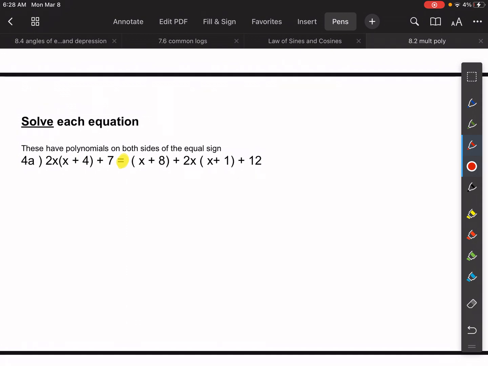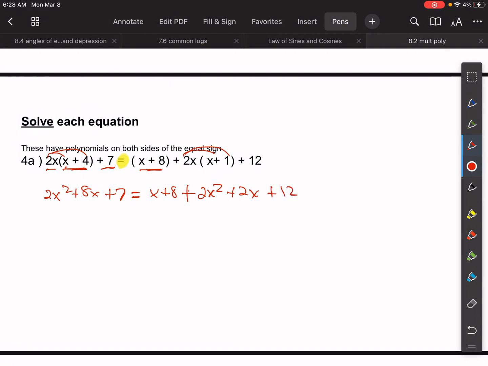All right, so let's go ahead and distribute out and see what we get. So we have 2x times x, that's 2x squared. 2x times 4 is plus 8x. And then the plus 7 is on the outside, so don't try to distribute this 2x over to the 7. That's a big no-no. Don't do that. This is 7 by itself. Okay? That 2x only applies to what's in the parentheses. And then on this side I have x plus 8. Okay, that stays by itself, and then this one has to be distributed, right? So this is plus 2x squared plus 2x, and then the plus 12 is by itself.